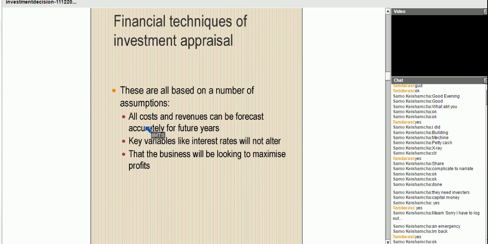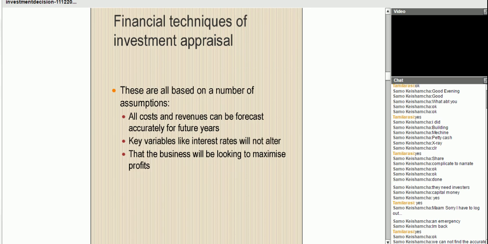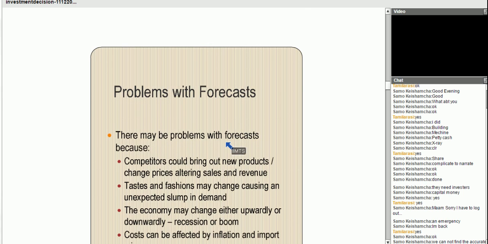Can you just believe that costs and revenue can be forecasted accurately for future years? The cost of raw material may go up, the rent of the building may increase, the government may increase the cost of electricity per unit. So that is all very untrue. Now, key variables like interest rates will not alter. Why will the interest rates not change? They will change from time to time. So this process is based on very wrong assumptions. Yes, we cannot find the accurate thing, but still we have to give importance to it.